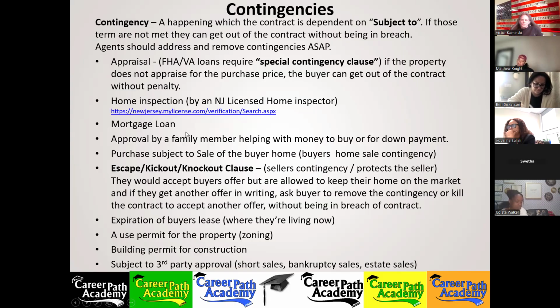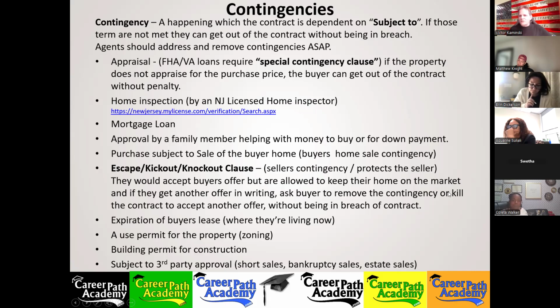Or subject to obtaining a mortgage loan, or subject to obtaining a mortgage loan at a specific interest rate. I mean, you can really get fine-tuned in these contingencies. Subject to the approval by a family member that's helping with the money to buy. Or a purchase is subject to the sale of the buyer's current home or the expiration of their current lease.